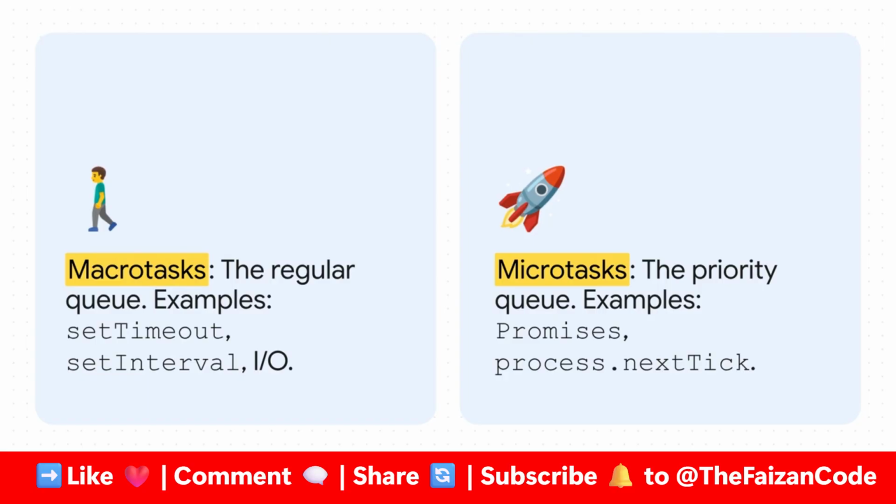So get this, we have macrotasks and we have microtasks. You can think of macrotasks, things like setTimeout or setInterval, as the regular general admission line. Microtasks, on the other hand, are mainly your promise callbacks. They're in the priority lane, the express queue. And the event loop has one unbreakable rule. It must process and clear out the entire microtask queue before it's allowed to even look at the next macrotask.